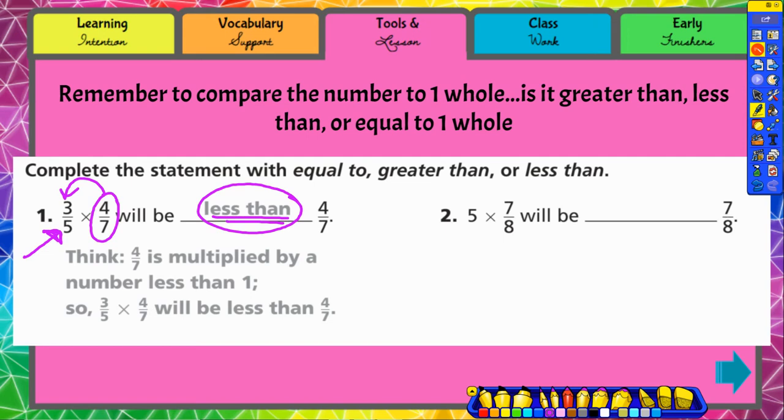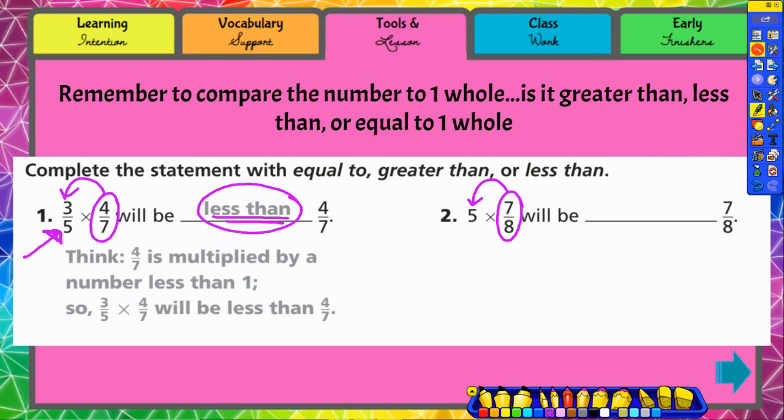So let's try this. On number 2, this isn't in your workbook, so let's put this in your notebook that you should have out and handy. It says 5 times 7/8 will be greater than 7/8, less than 7/8, equal to 7/8. So let's go ahead and circle up 7/8. Take a look at what we're multiplying by. I'm multiplying by 5. Okay, so you're not comparing 5 to 7/8, you're comparing 5 to 1 whole. Is 5 greater than 1, less than 1, or equal to 1?